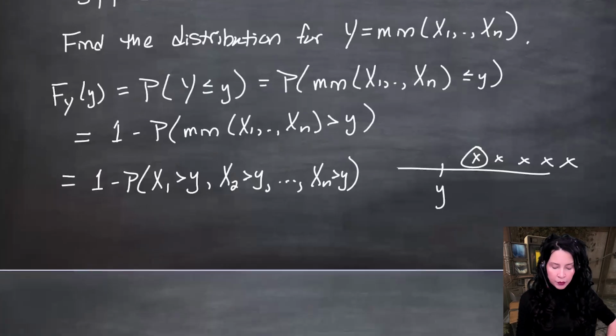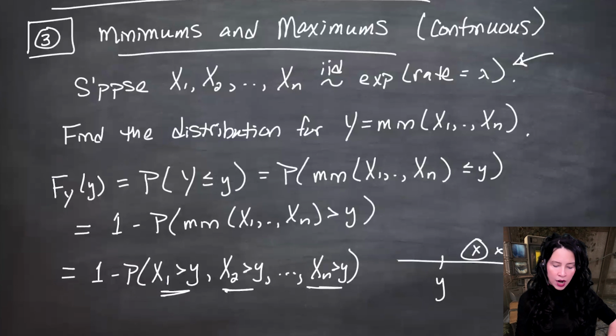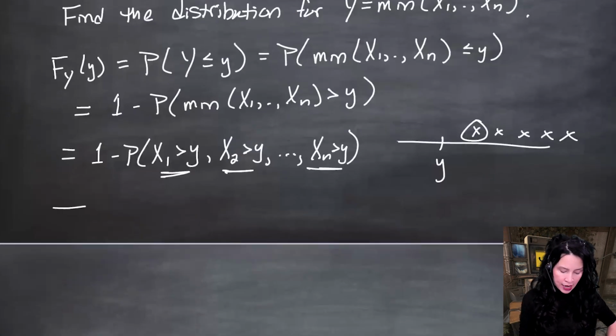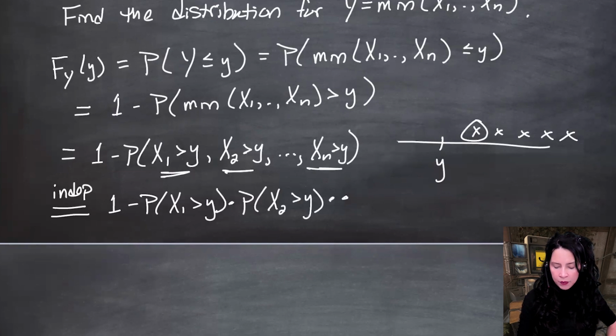Okay, so I've got a probability for x1, x2. This is the joint probability, and these random variables are IID. One of those I's stands for independent. So by independence, this can be factored into a product of probabilities: the probability that x1 is greater than y times the probability that x2 is greater than y times out through the probability that xn is greater than y.